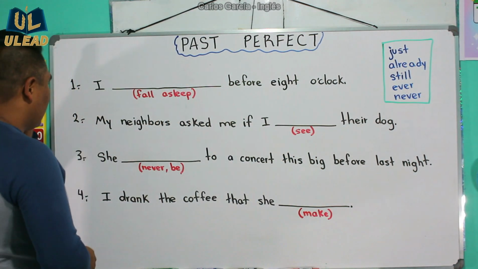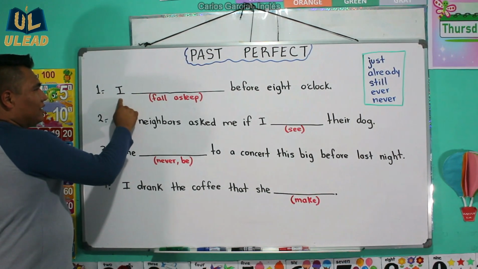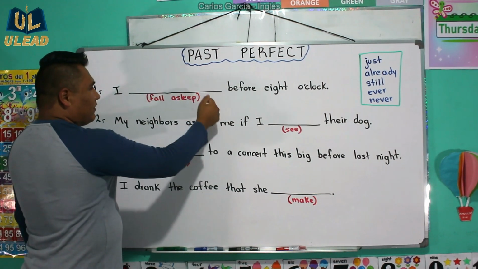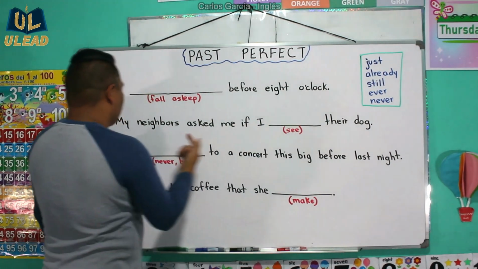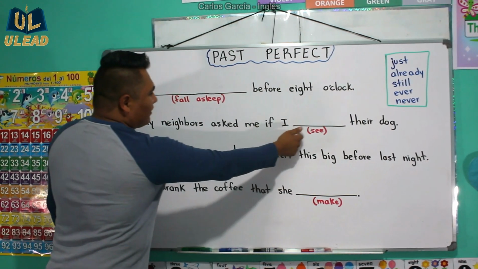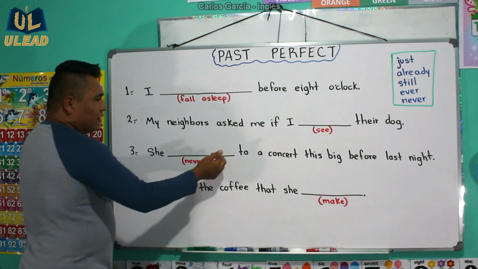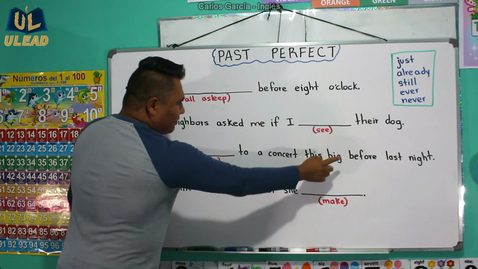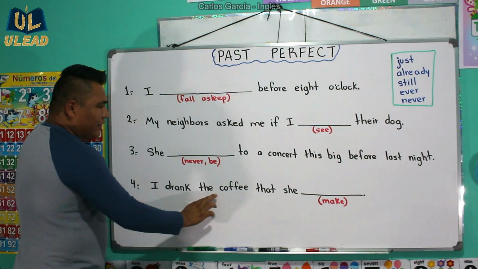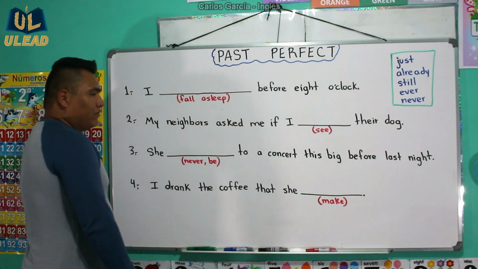So I have 4 exercises here, 4 sentences. You have to complete here with fall asleep, but in past perfect, before 8 o'clock, okay? Number 2, my neighbors asked me if their dog. Number 3, she to a concert this big before last night. Number 4, I drank the coffee that she, okay, what's the past perfect form?